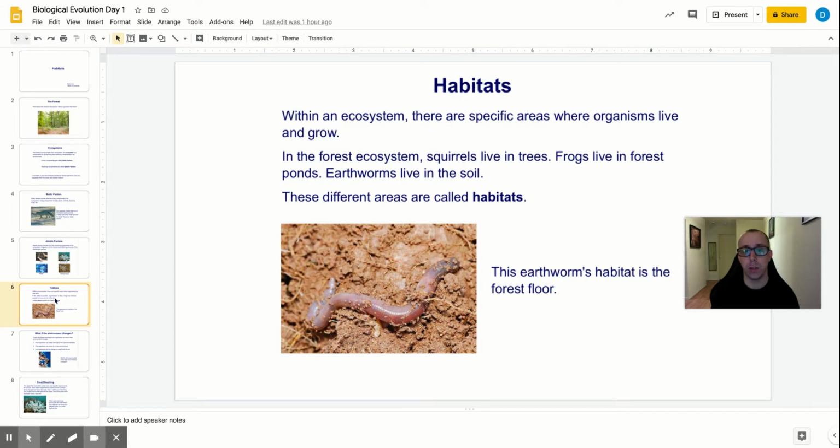Within an ecosystem, there are specific areas where organisms live and grow. In the forest ecosystem, squirrels live in trees, frogs live in forest ponds, earthworms live in the soil, and these are different areas called habitats. So within the ecosystem are specific habitats for different animals. The earthworm's habitat is the forest floor.